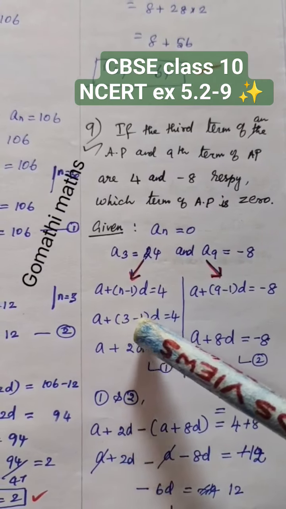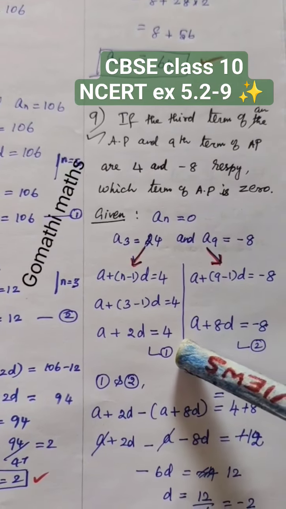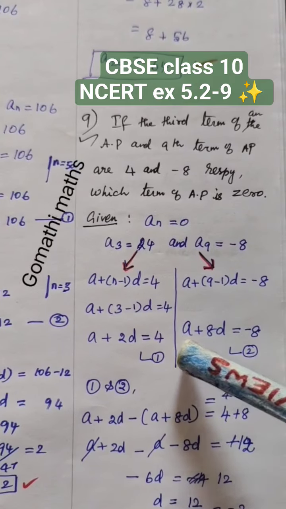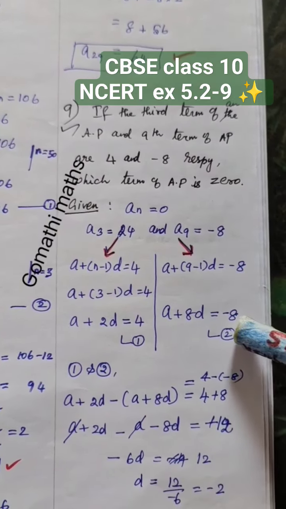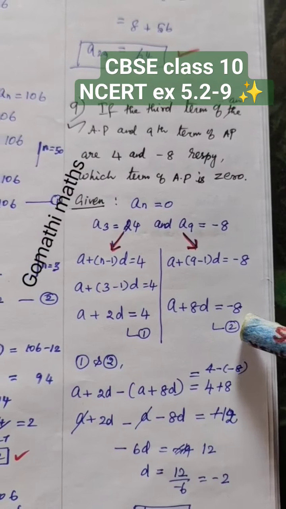So third term means a plus 3 minus 1 into d. So a plus 2d, mark it as equation 1. The ninth term a plus 8 minus 1, 9 minus 1 means a plus 8d equal to minus 8.